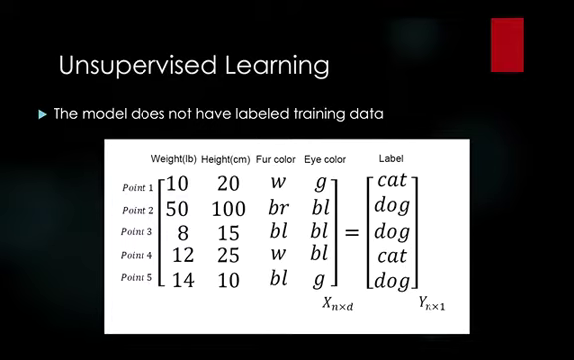If we were dealing with unsupervised learning, we have none of this labeled training data. The label on whether this data point refers to a cat or dog doesn't exist. But if you're dealing with supervised learning, this label does exist. Essentially, in unsupervised learning, we only have this X data. In supervised learning, we have both the X data and the Y data.